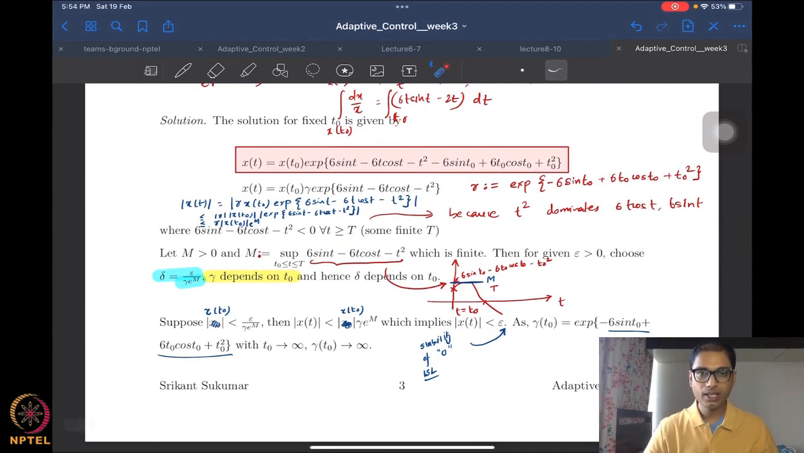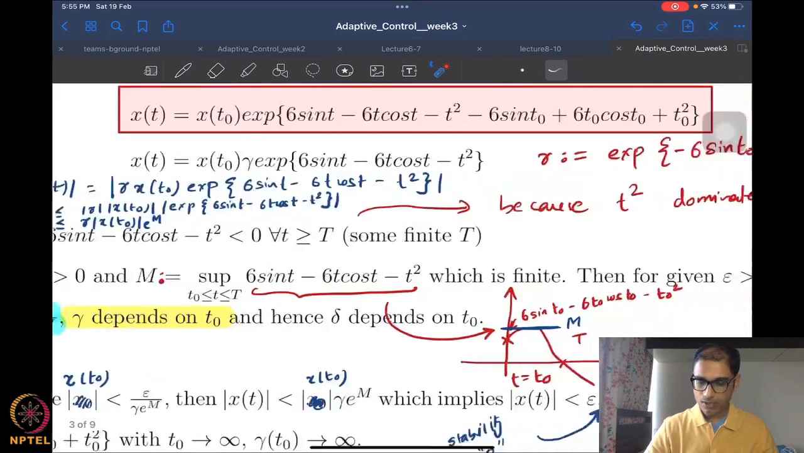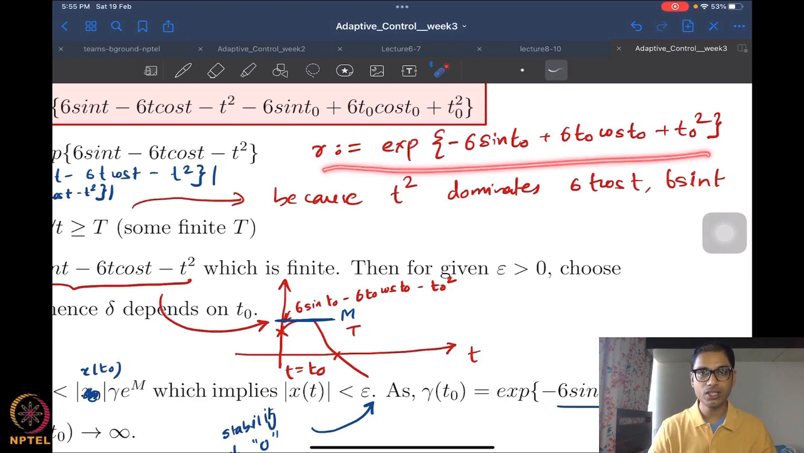Now we do see that in our case, the initial time dependence comes precisely from this gamma. Everything else is in fact independent of initial time. It's only gamma which depends on the initial time. And what is this gamma? This gamma was this quantity right here. It is just a quantity which is a function of the initial time.